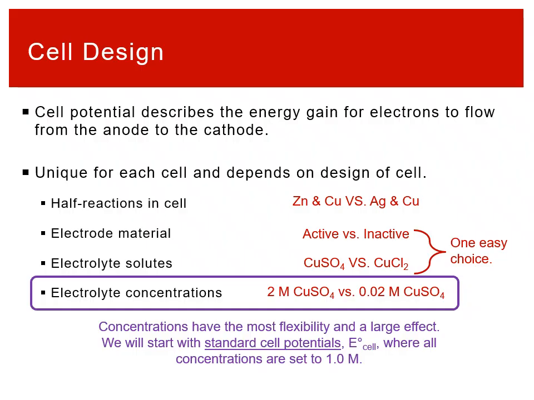So for now, we're going to be looking at standard cell potentials, which means all electrolyte concentrations are going to be at 1 molar. To denote the standard cell potentials, there's going to be that little degree symbol on the E cell, which we say like "not." So E cell not would imply that it is a standard cell potential, which implies all of your concentrations are at 1 molar. We're going to assume that for now. We'll come back to it in a bit, but for now we're going to assume everything's just at 1 molar.